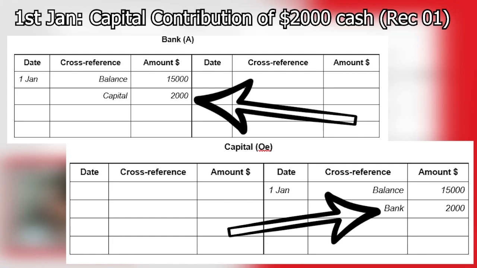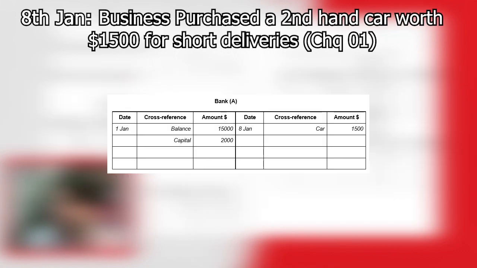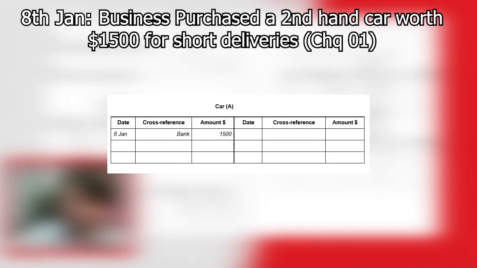And likewise, we can observe the same in the car, where this time bank's a debit. So if we look at bank, debit 1,500, cross-reference car on the 8th of Jan. And then we go to the car account, we see on the debit side that same transaction. So you see both of them there straight away. That's how that all works. That's how everything ties together. That's how you put your general journal into your general ledger.